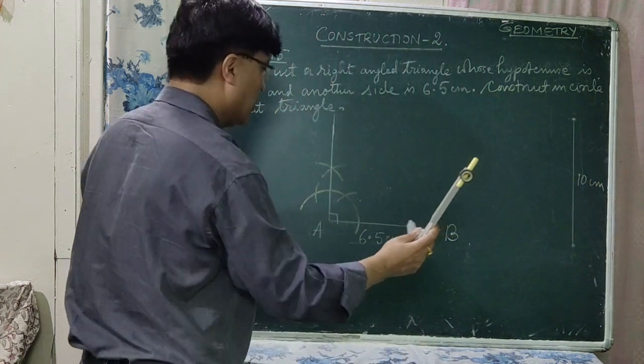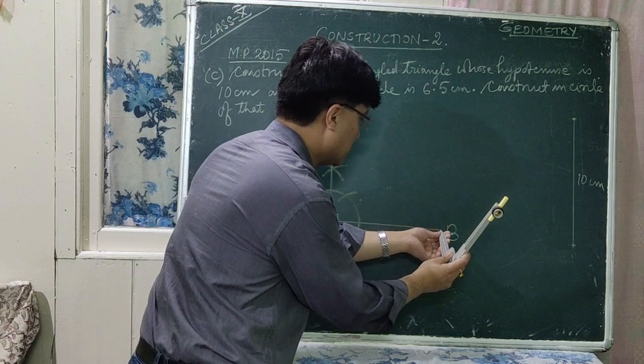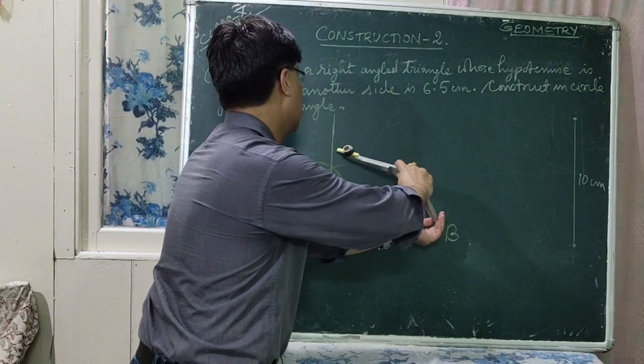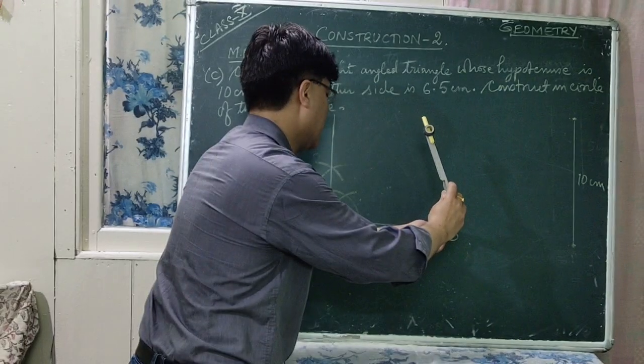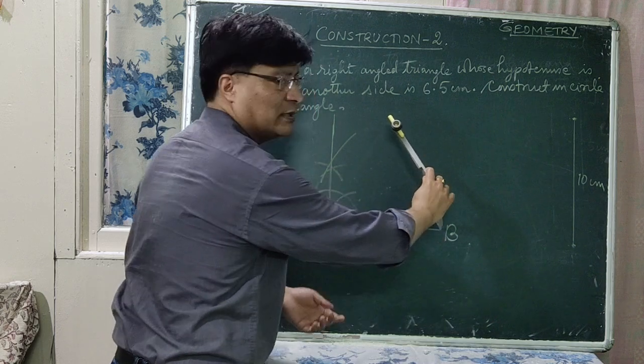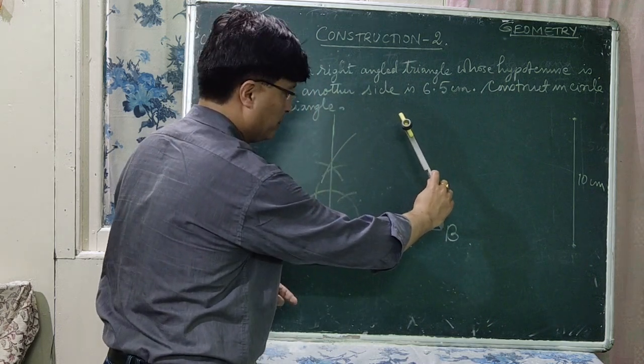Now keep the pointed needle at the point B and then draw an arc. That arc should meet the perpendicular.